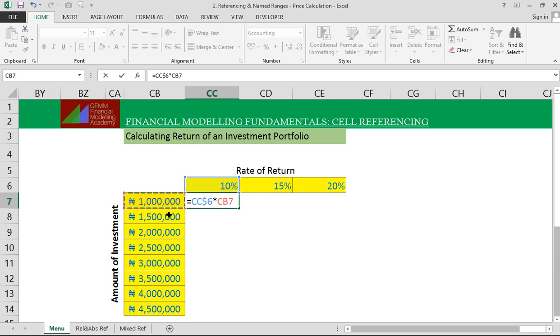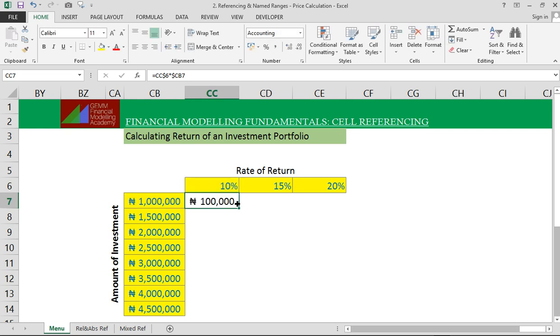Now the investment amount, we expect it to change as we copy down. So the rows should change from 7 to 8 to 9 as we copy down. So no need of anchoring the row, but the column. When we copy right, we do not want this to move from 1 million to this cell address. So there is need to anchor the column. So press F4. So this is anchoring the column and allowing the row to move, because the dollar sign is not before the row number. So that is it.